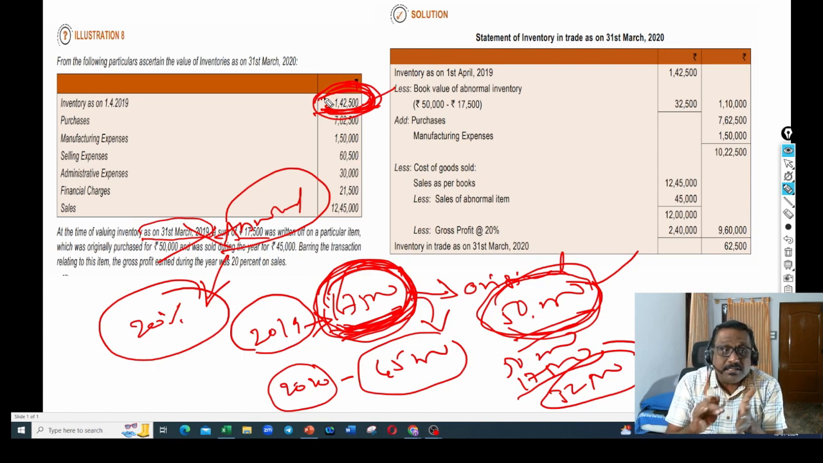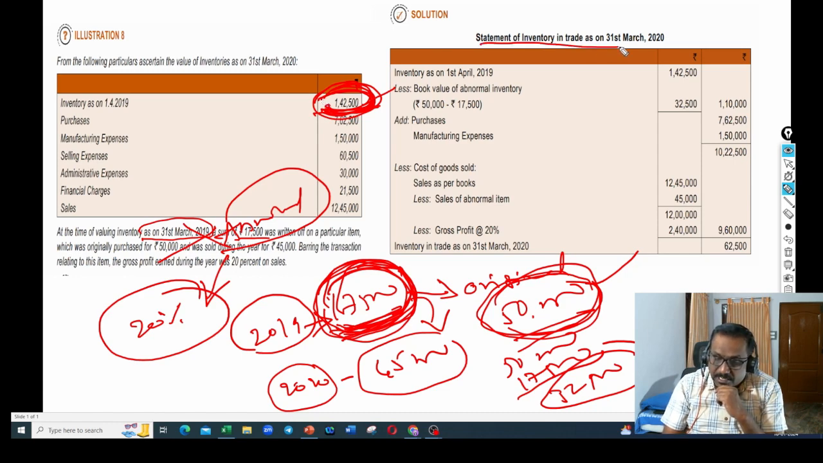Because barring this transaction, their gross profit margin is 20%, they are saying. So if they are saying that barring this transaction, their gross profit margin is 20%, you need to reduce that cost, 32,500. So what they did here, see the solution.